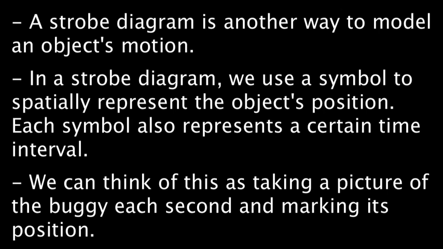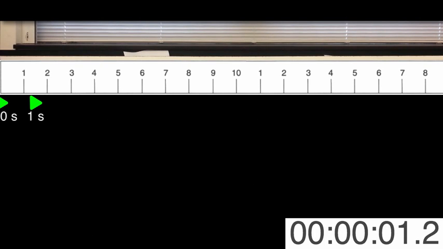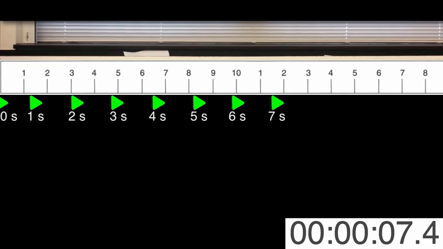A strobe diagram is another way to model an object's motion. In a strobe diagram, we use a symbol to spatially represent the object's position. Each symbol also represents a certain time interval. We can think of it as taking a picture of the buggy each second and marking its position. Here, each green triangle represents the position of the buggy after 1 second.